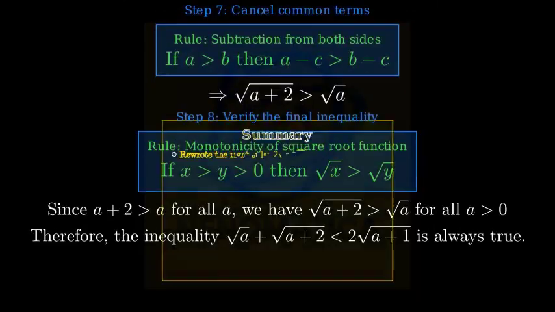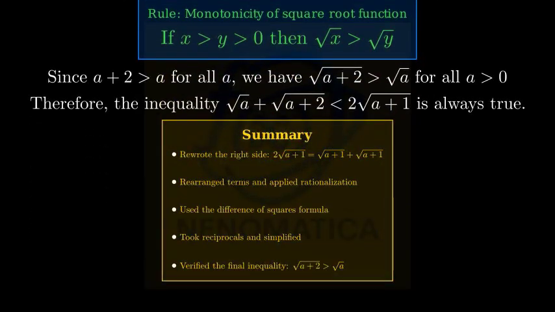Let's summarize what we've learned. In this problem, we proved the inequality square root of a plus square root of a plus 2 is less than 2 times square root of a plus 1. We used several key techniques. First, rewriting the right side of the inequality. Then, rearranging terms and using the rationalization technique. We applied the difference of squares formula to simplify expressions. Finally, we worked with reciprocals and verified the resulting inequality. This type of problem is important in mathematical analysis and demonstrates how to work with inequalities involving square roots.